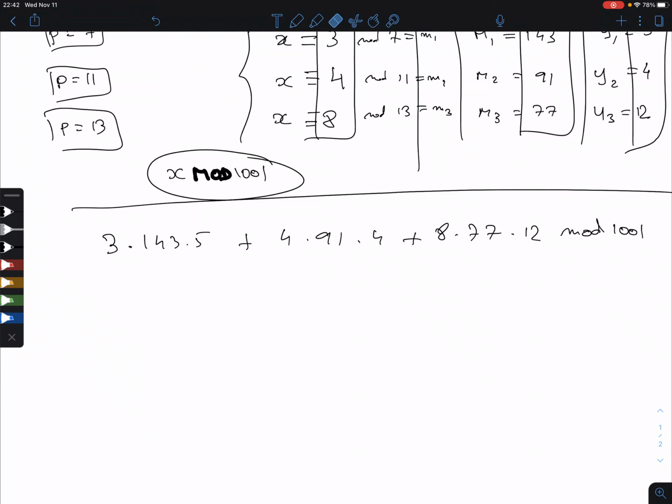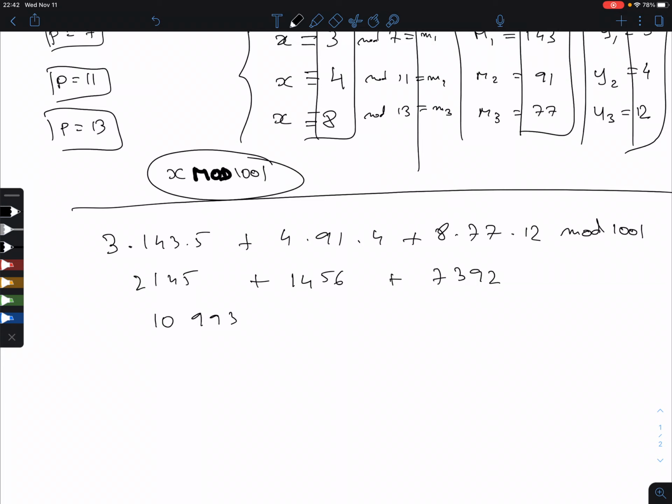15 times 143. One at a time. That's 2,145. 16 times 91. This is 1456. Then 8 times 77 times 12. This is 7,392. And now I have to add all these things up. And I think that's where I made a mistake. I didn't add them. Okay, that's definitely a different number. So this is 10,993. So divide this now by 1101.